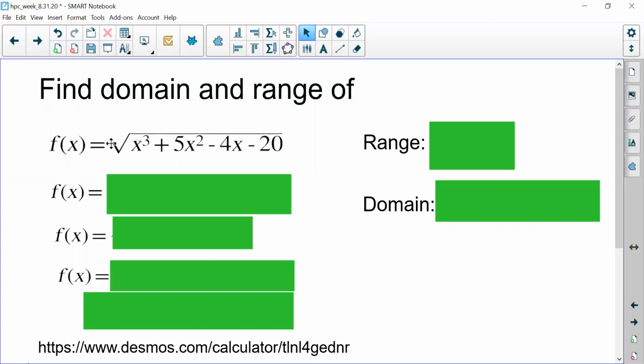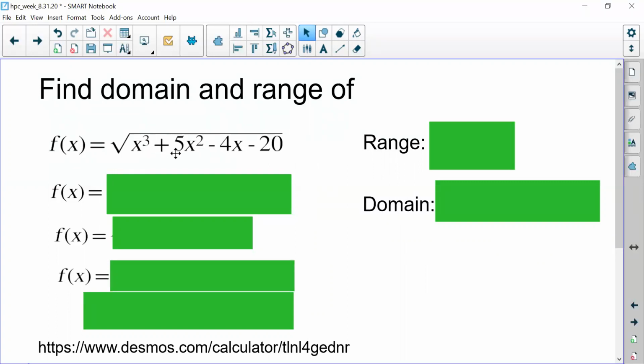Well, we know that we can only take the square root of positive numbers, which will give us a positive number. The square root of any positive results in a positive. There's a chance that this thing, x cubed plus 5x squared minus 4x minus 20, could be 0, but the square root of 0 is 0.